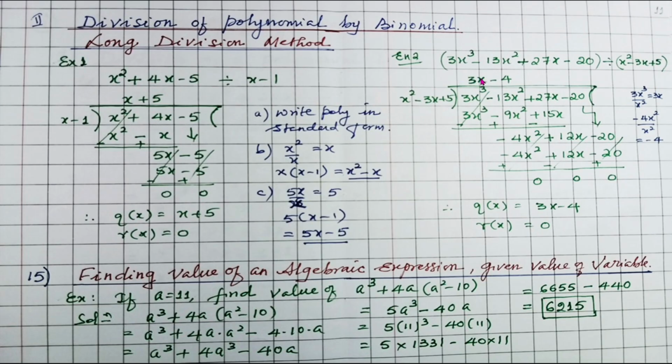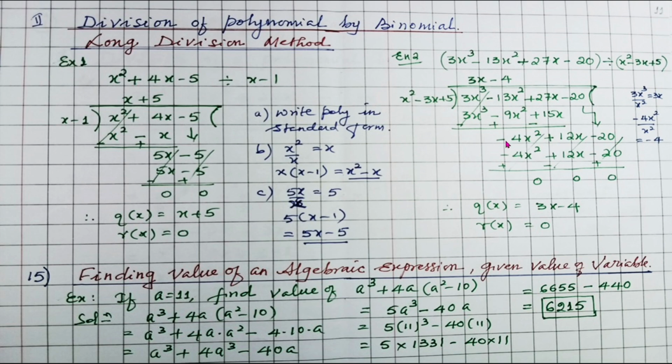Minus into plus is minus, 3 into 3 is 9, x into x is x square. Multiply 3x with plus 5, that becomes 15x. Now subtract it. Now when I subtract means change the sign, so this becomes minus, plus and minus, so this will cancel. We will get minus 13 plus 9 becomes minus 4x square, and plus 27 minus 15x becomes plus 12x, bring minus 20 down.